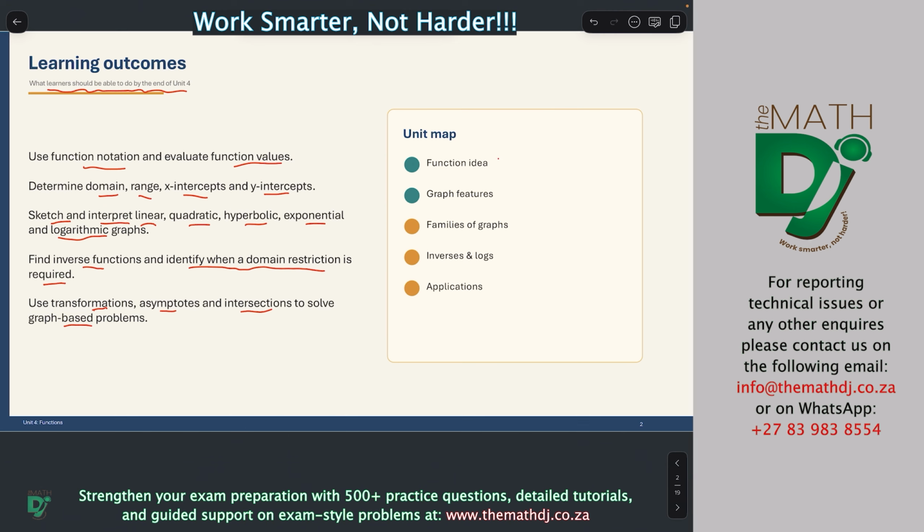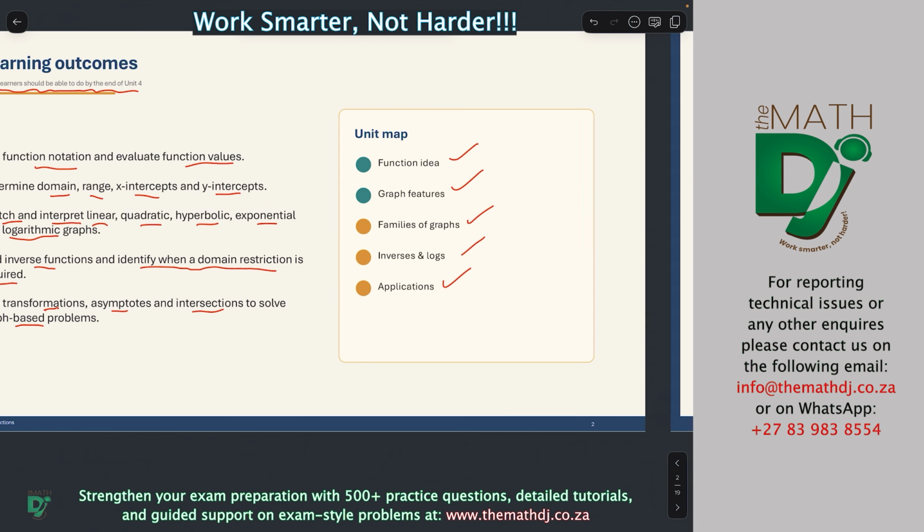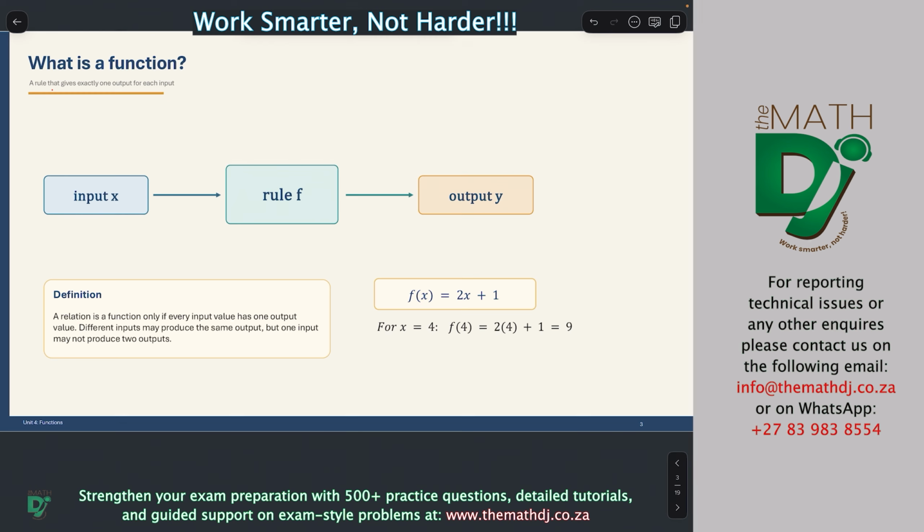So the unit has function ideas, graph features, families of graphs, inverses and logs, and applications. So that's how we're going to approach this chapter. So let's move on. What is a function? A function is a rule that gives exactly one output for each input. So we put in an input x, then there's a rule, which is the function, then it produces an output, which is y. A relation is a function only if every input value has one output value. So one input gives one output.